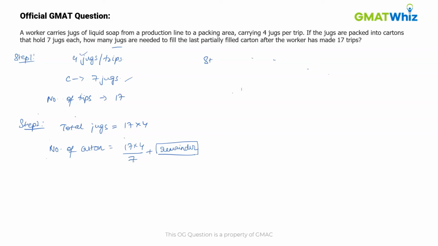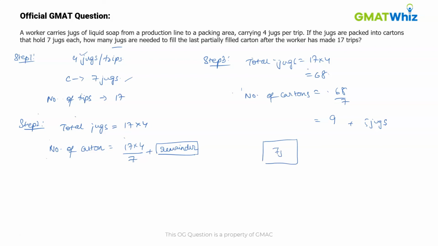So we now move on to step 3, which is the calculation. We have the total number of jugs to be equal to 17 into 4, which is 68. Then the number of cartons completely filled will be equal to 68 by 7. Now this gives us 9 plus 5 jugs more. So we have that one carton contains 7 jugs and it already has 5 jugs. So the number of jugs that we require is 2 more. Hence the correct answer is option B.